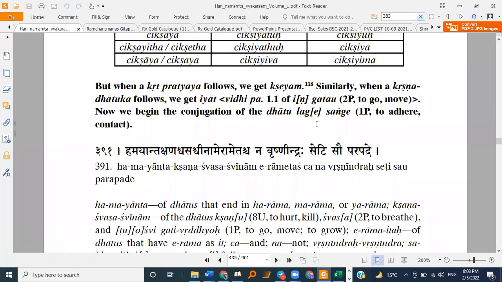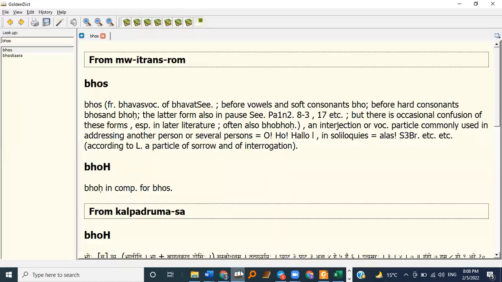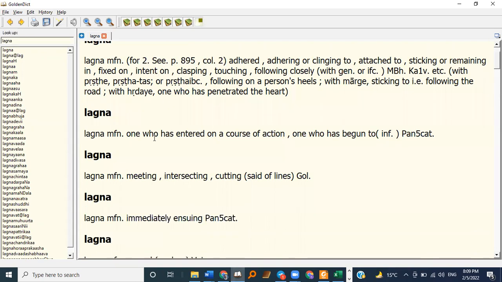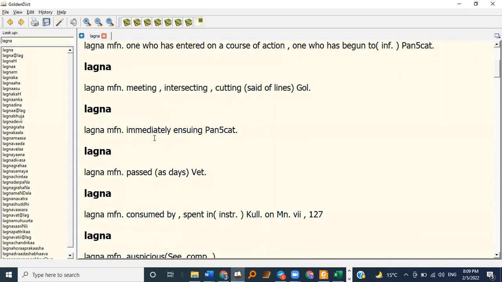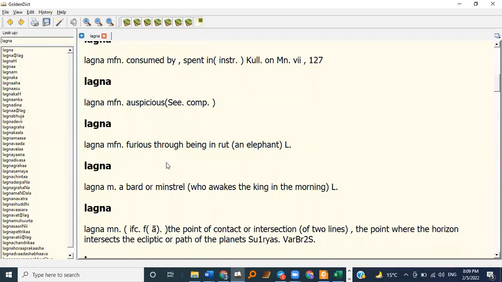The next dhatu is lage sangi. Like we say lagna. Lagna is like muhurta, right? It's the ascendant in the horoscope. Yeah, lagna is more like an auspicious time to commence something.